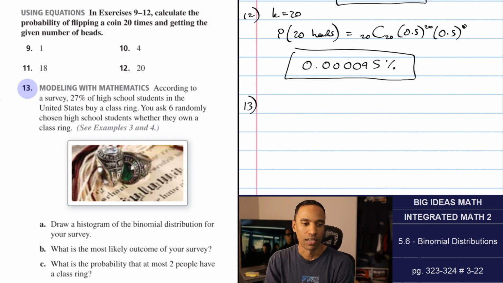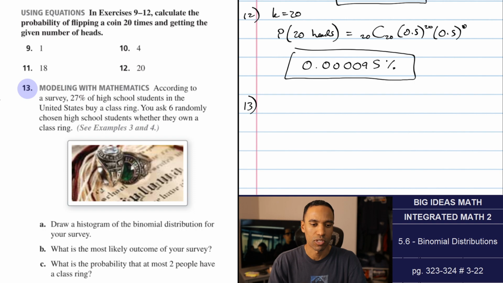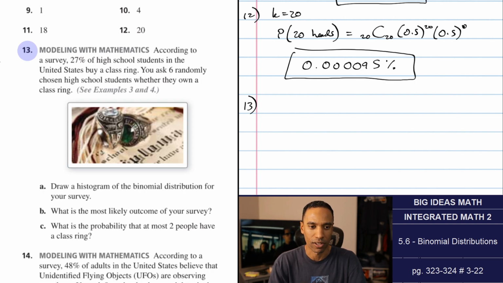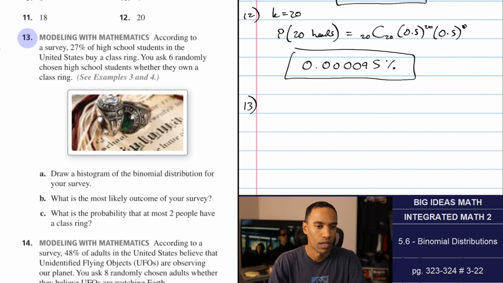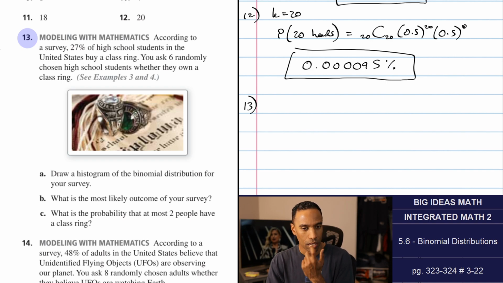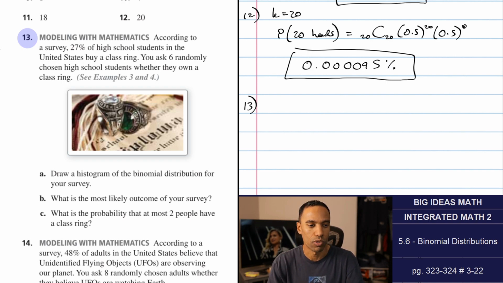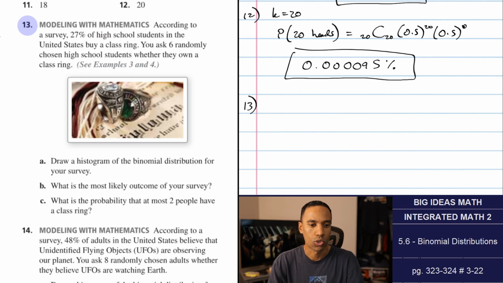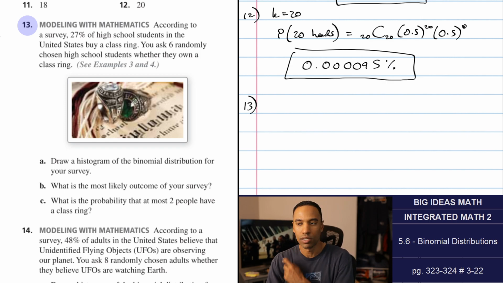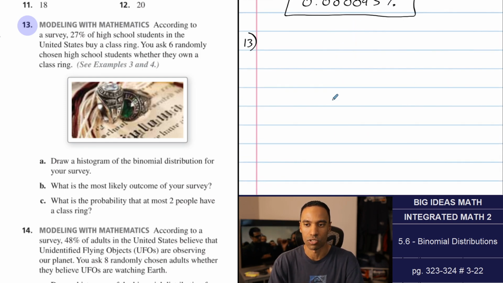All right, number 13. According to a survey, 27% of high school students in the United States buy a class ring. Yeah, I didn't buy one. Give me part of the 73%. You ask 6 randomly chosen high school students whether they own a class ring. We're going to draw a histogram of the binomial distribution, and we're going to answer the questions after.